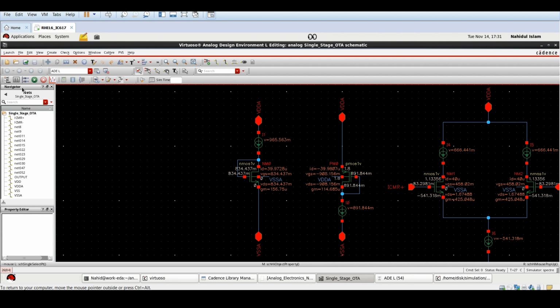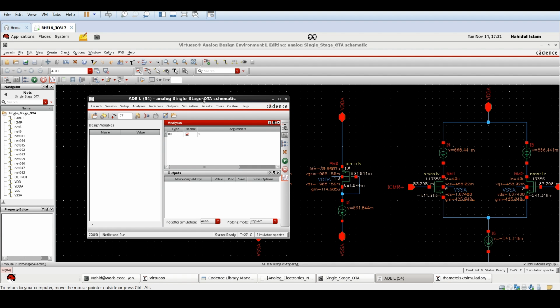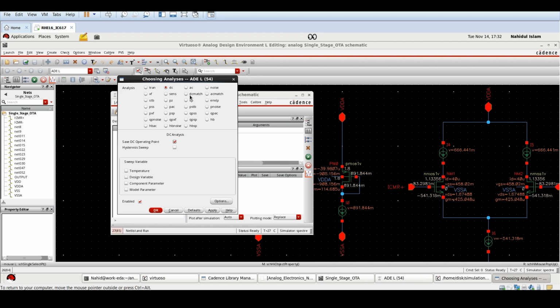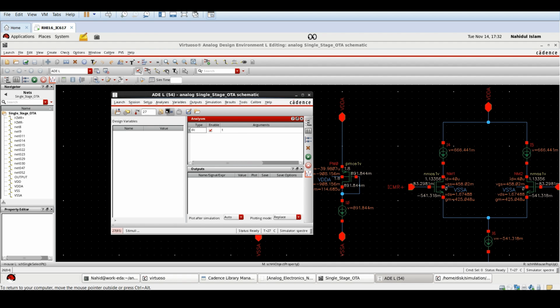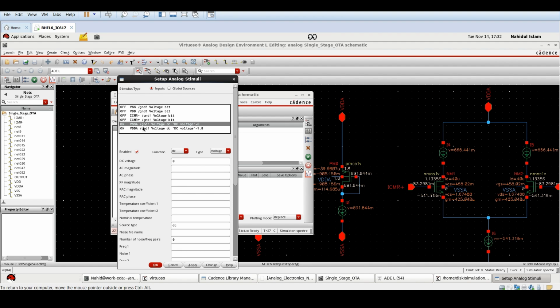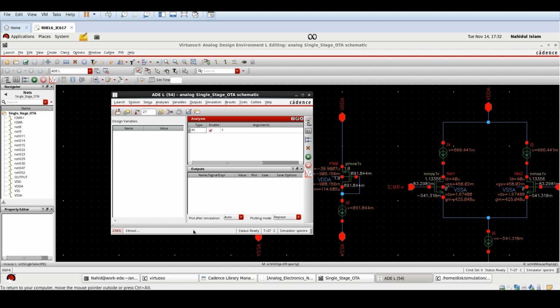Then I launch the ADE and set the DC analysis and save the DC operating voltage. Also I set VSS to 0 volt and VDD to 1.8 volt. After that, I run the simulation.